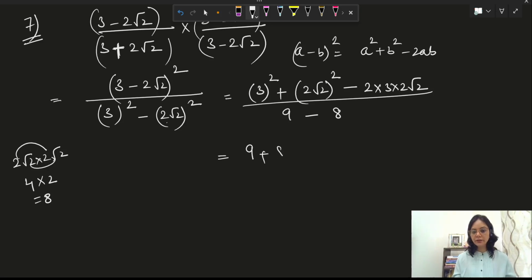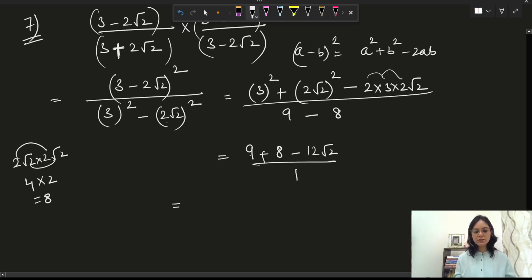2 root 2 square you already did, 8. Minus 2, 3s are 6, 6 2s are 12, 12 root 2 by 1. So the final answer comes out to be 9 plus 8 is 17, minus 12 root 2. Clear? Denominator is 1 only. I hope this is also clear, students.